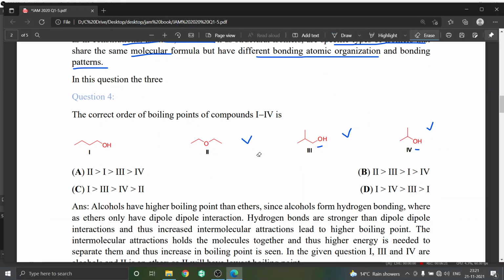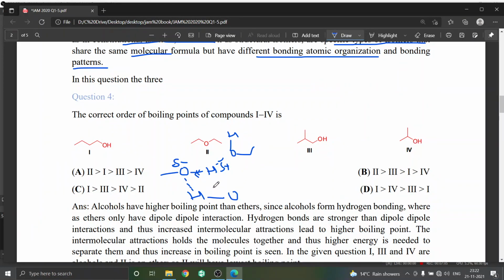If OH is there, that means it forms hydrogen bonding, and hydrogen bonding forms very strong intermolecular attraction. Basically, in O and H, oxygen is way more electronegative than hydrogen, so it pulls the electrons towards itself. So oxygen has a lot of negative polarity and hydrogen has a lot of positive polarity. So what happens when the next molecule comes? H interacts with the oxygen of another molecule, and that molecule interacts with yet another oxygen. So that's how intermolecular interaction is very strong in alcohols.